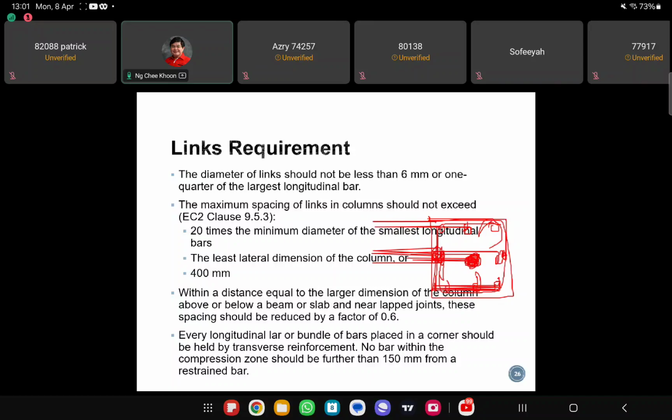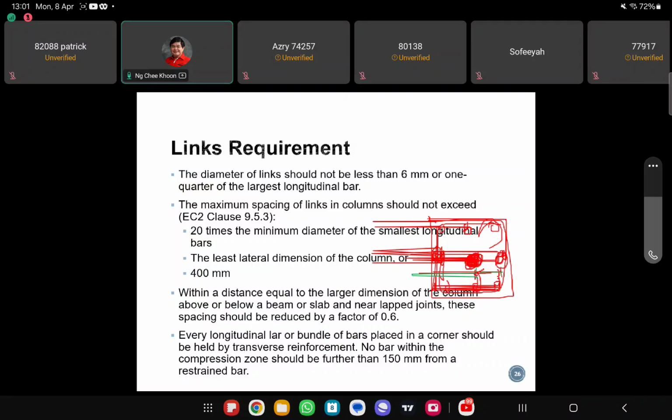column reinforcement. Okay, so if the distance of this bar from a restraint bar is more than 150 mm, then it's not allowed, right? If this bar has no links tying it up, then it becomes an unrestrained bar, right? So you have to measure the distance from, use a different color, okay?